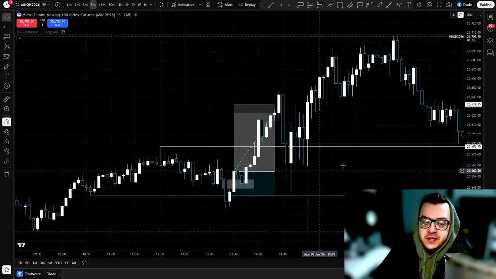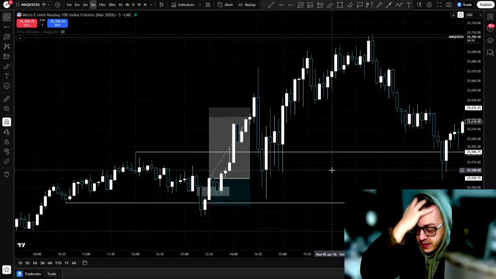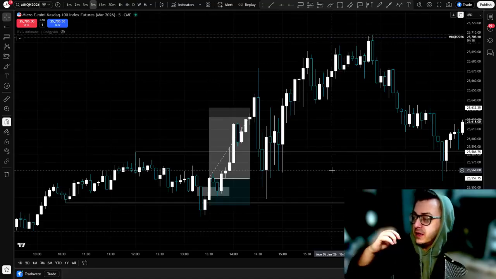Look how beautiful this is. This just looks amazing to me. This is the kind of thing that you want to be seeing. Those 3 pattern candle V shapes, like I said.